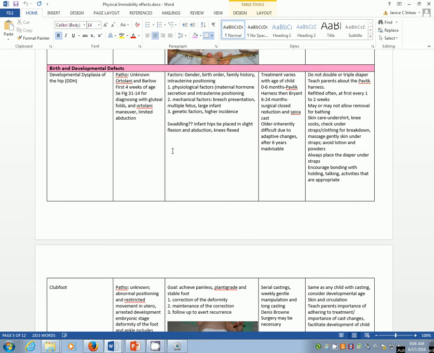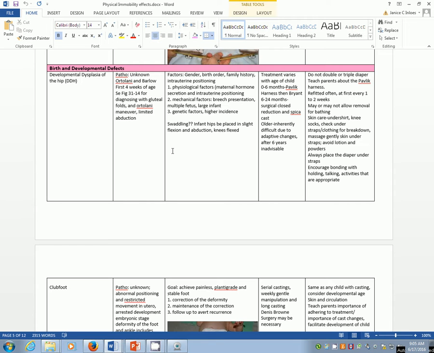Right at first, it has to be fitted every 1 to 2 weeks. Some physicians may let them take it off for bathing, some may not. Be sure you're doing good skin care. Put on an undershirt to prevent the straps from rubbing the skin, the knee socks to keep the straps from rubbing the skin, and be sure we're checking quite frequently under the straps and the clothing for breakdown. And again, like I told you earlier, you can massage the healthy skin gently that is under the straps, but if you've got a reddened area, you never massage because that could be the development of a skin breakdown.